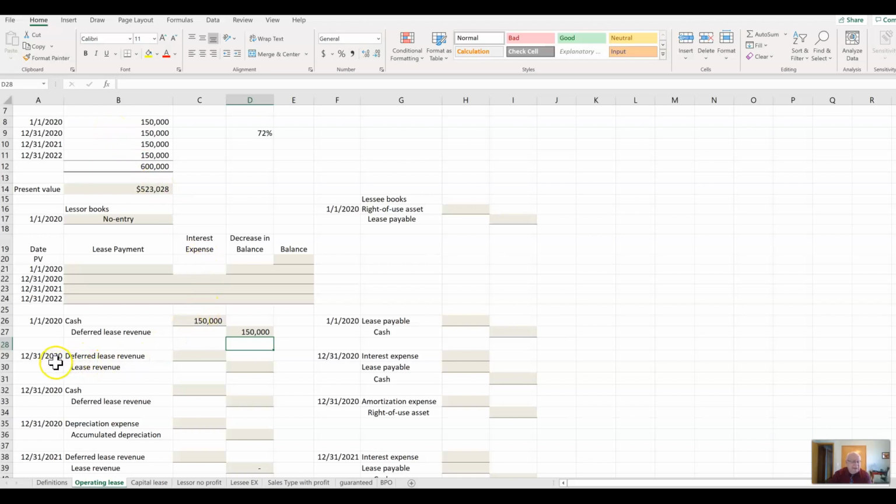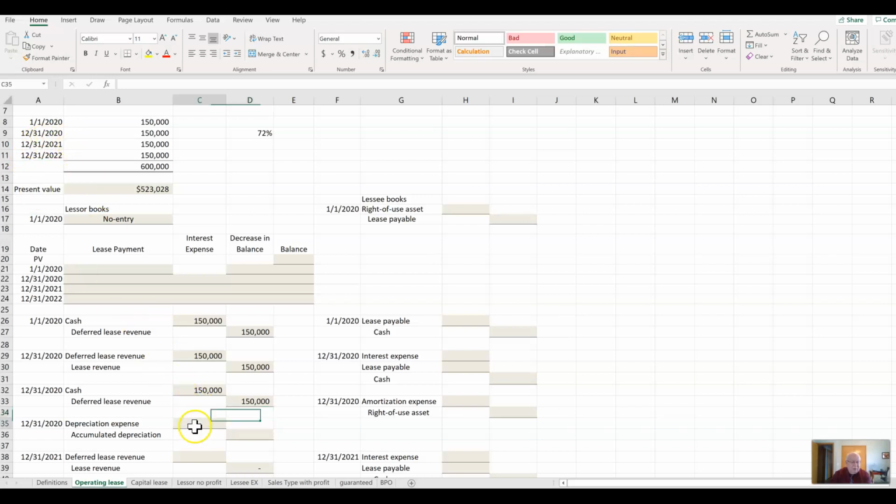Then for the December 31st payment, well, it's not a payment. We have to recognize that lease revenue now as revenue. So we take that $150,000 and move it into the revenue account because we've earned it now. And then we have to record the new payment of $150,000. There we go. Okay, $150,000. So that records the second payment on 12/31 of 20.